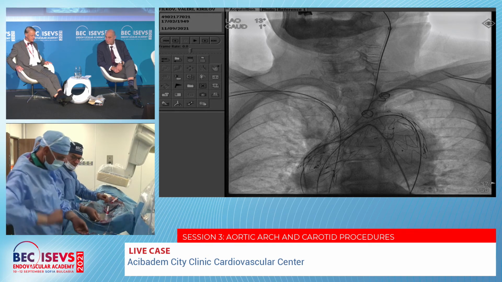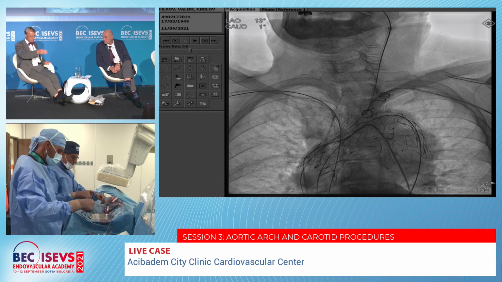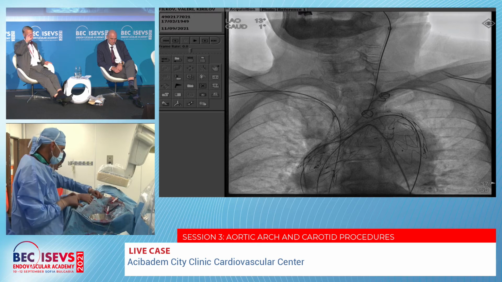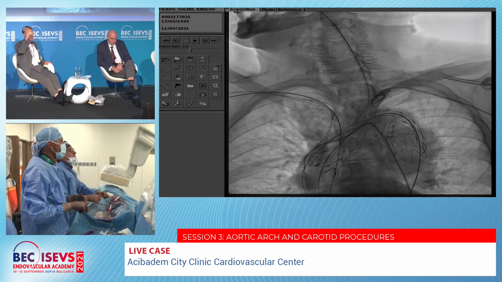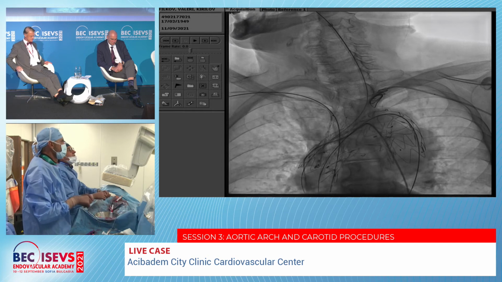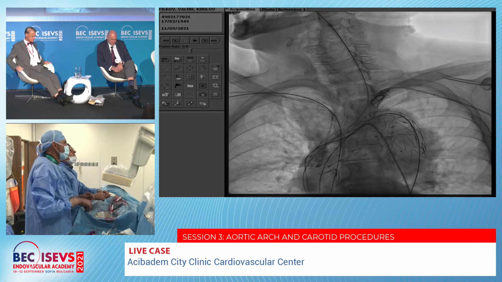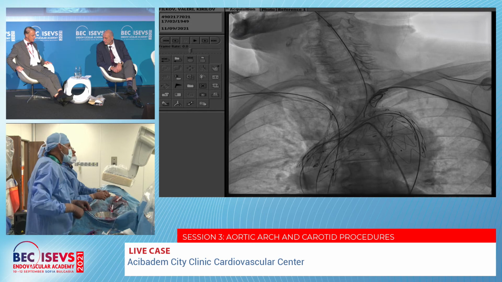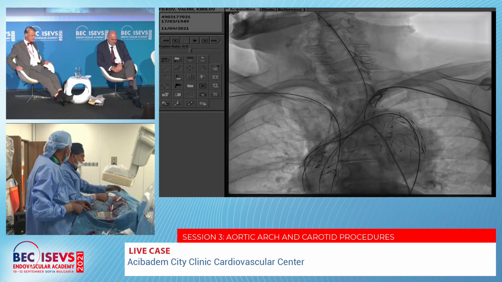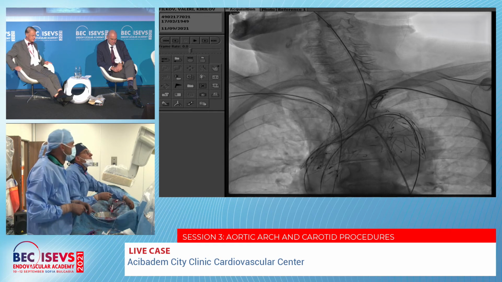Yes, and there are different coils, so there are some coils only metal, but other coils have also fine filaments to increase the thrombogenicity. So those are detachable, I guess? Yes, some are detachable, some you push through the catheter and then they jump out.